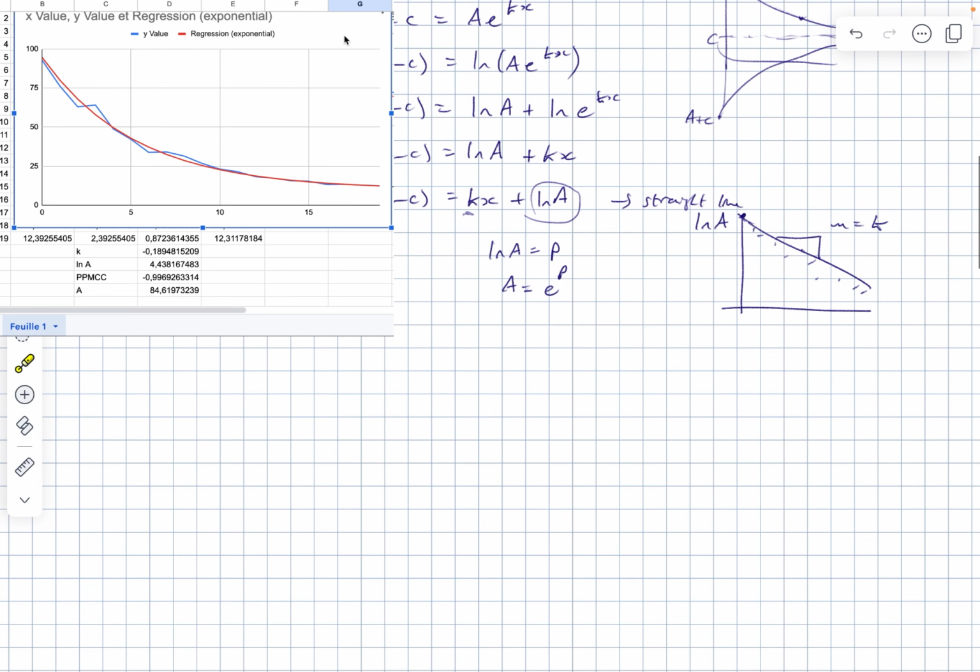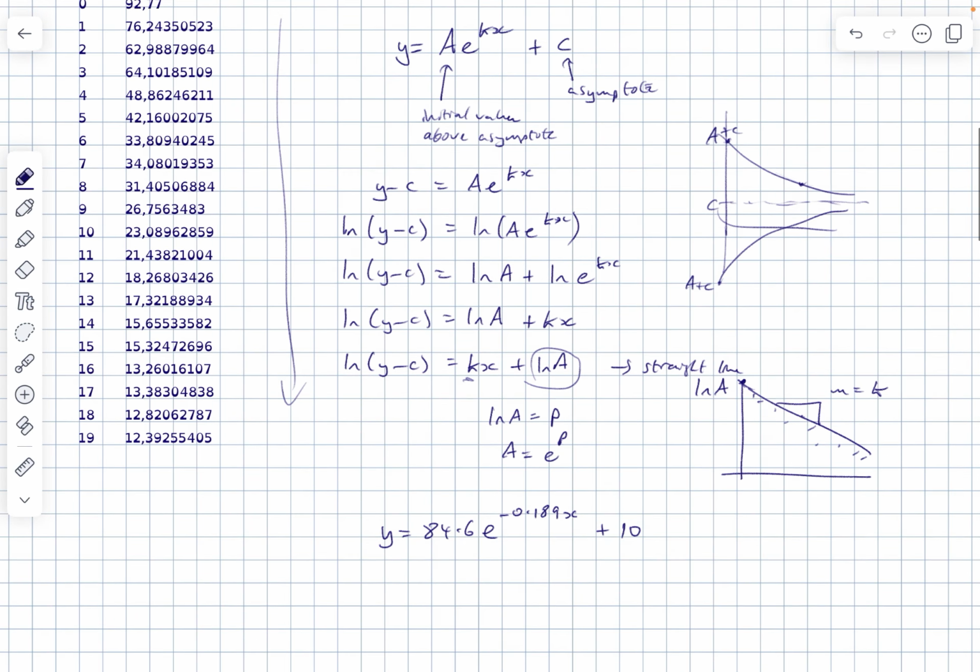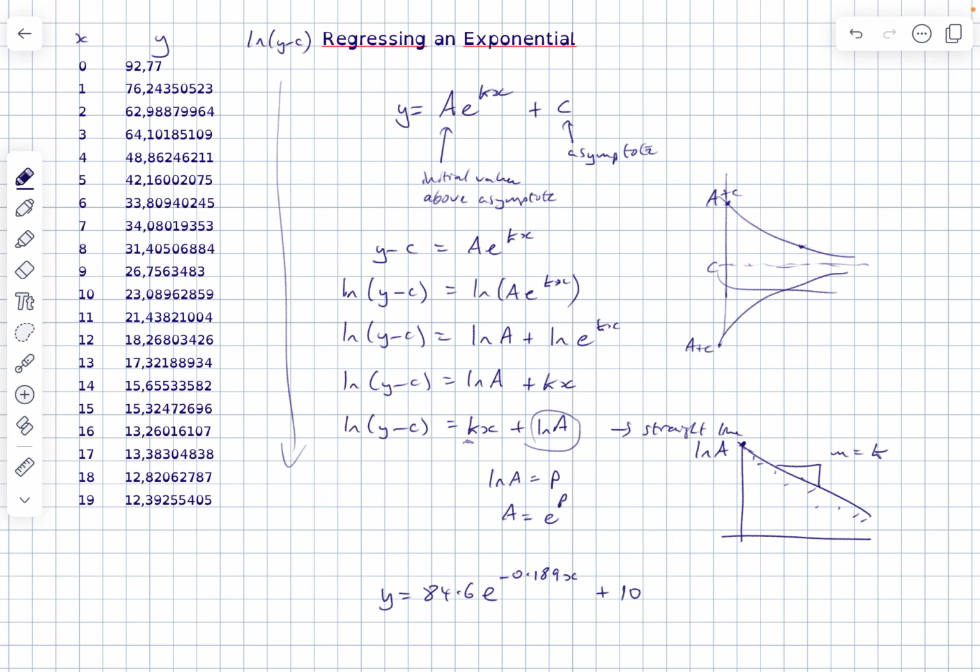And so we've ended up with y equals, sorry, it's A first, isn't it? 84.6 e to the power negative 0.189 x plus 10. And that's my equation. It gives me a very good graph and I can use it in my IA.